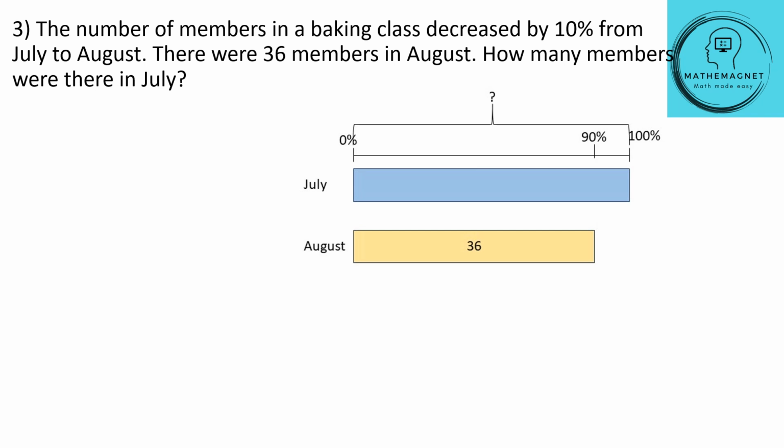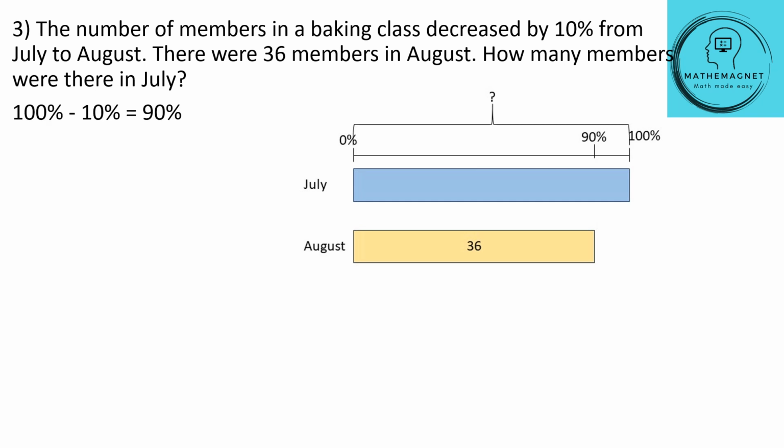Now we know in July there were 100% because that's your base value. We are comparing August to July, so July will be your base value. Whatever number of people attended in July will be your 100%. And in August it has reduced by 10%, which means 90% of the people in July attended in August. We also know there were 36 members in August, so 36 is equivalent to 90%. Now we are asked to find how many people were in July, which is how much is 100%.